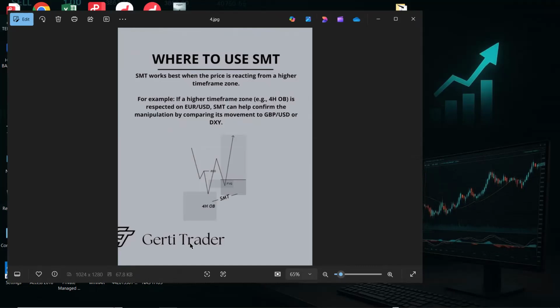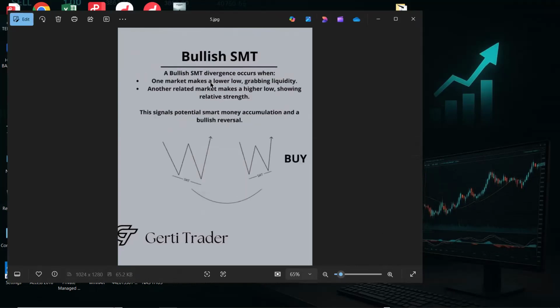So we managed to get another good illustration. Shout out to this trader. On the 4 hour order block, you can see price created this lower low, then created a higher low, break of market structure. So it's basically an ICT setup. A bullish SMT divergence occurs when one market makes a lower low, grabbing liquidity, as you see on the illustration below, and another related market makes a higher low, showing relative strength. This signals potential smart money accumulation and is a bullish reversal.